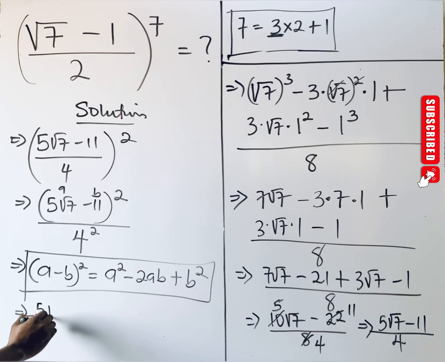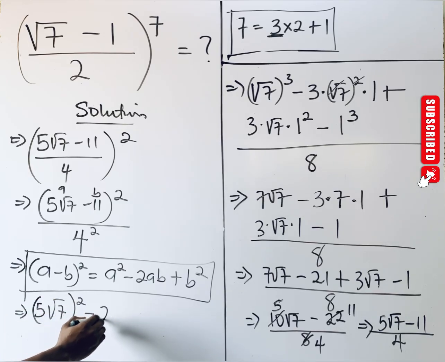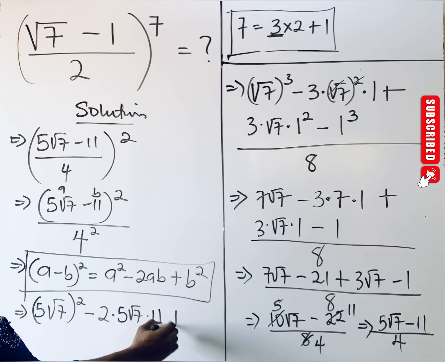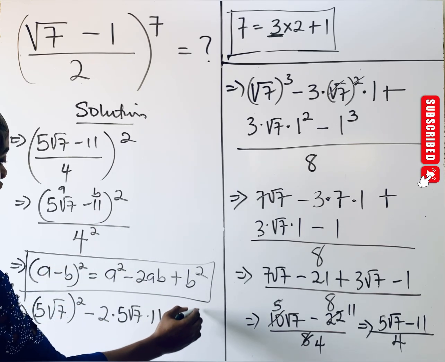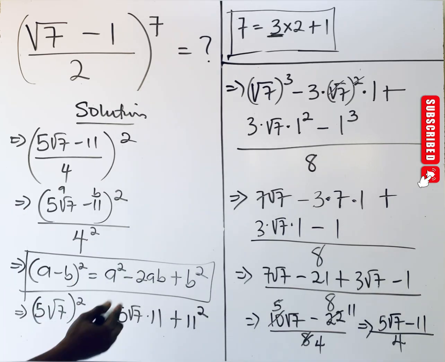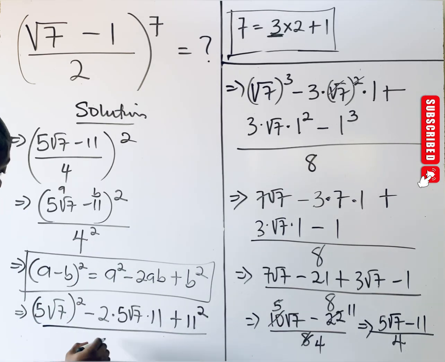So you have 5 root 7 raised to power 2, minus 2 we multiply a as 5 root 7 and b as 11, then plus our b, 11, will be squared. 4 raised to power 2 is 4 multiplied 2 times, and that is going to give us 16. So we simplify this again.